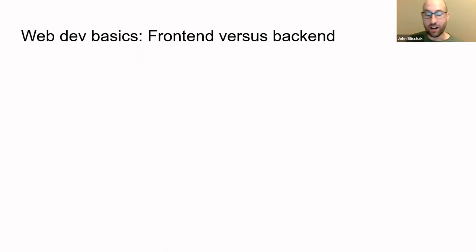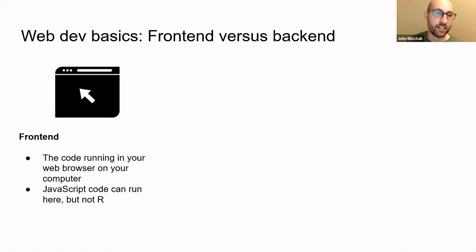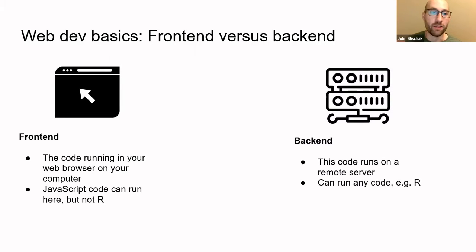Okay, so a lot of what I'm talking about here is how we set up this web application, how we utilize R. So first some web development basics, the front end versus the back end. When I say front end, that means the code running in your web browser, right? So JavaScript can run here, but you can't have R code running on the browser. And then the back end is some remote server. Anything running on here is not running on your actual laptop, for example. It's running in someone else's server in their basement or on the cloud or somewhere. And because it's running on a remote server, it can run anything, including R.